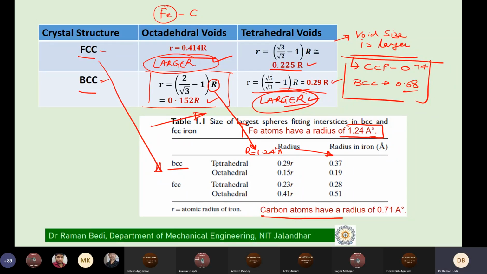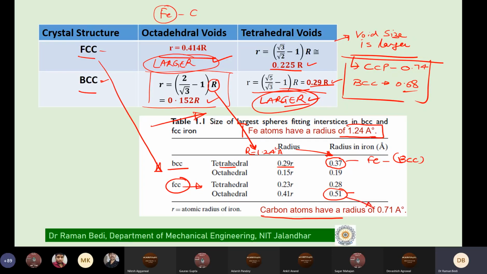You will get this result here. So for the BCC tetrahedral void, 1.29 gives us 0.29. When you take the iron atom, the largest sphere which can be accommodated in the Fe lattice, if it is in BCC structure, is 0.37 angstrom. And if iron is available to us in FCC structure, the largest one will be 0.5. So this is the largest small size particle or sphere which can be accommodated.